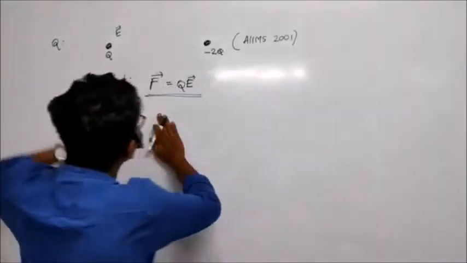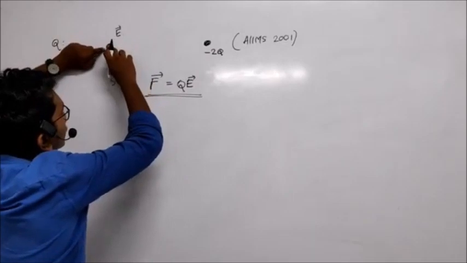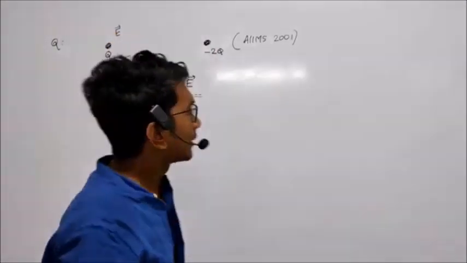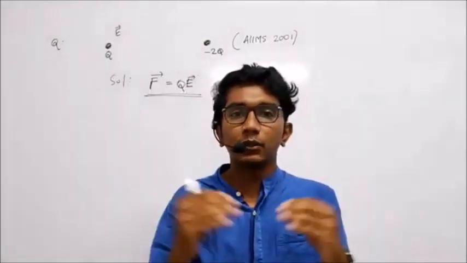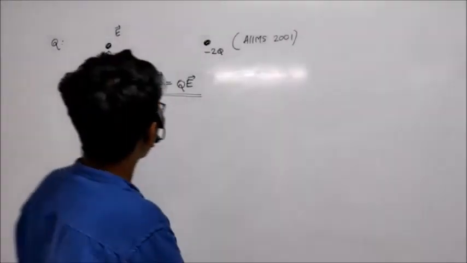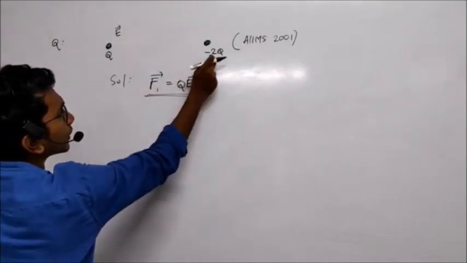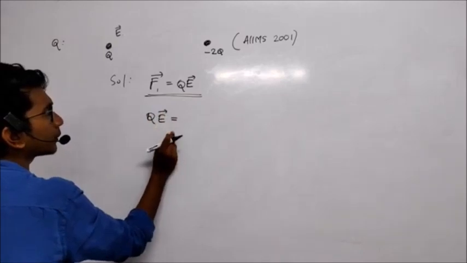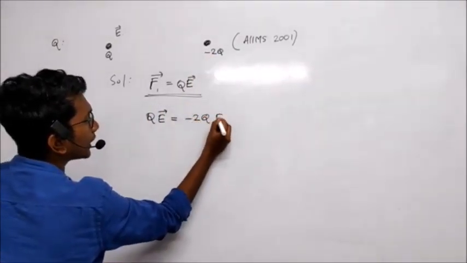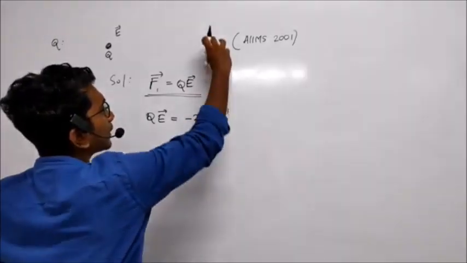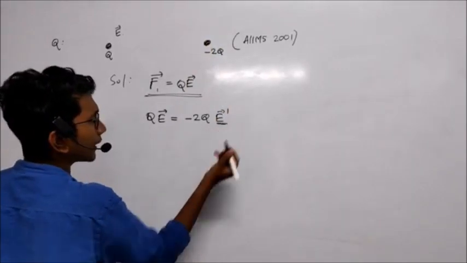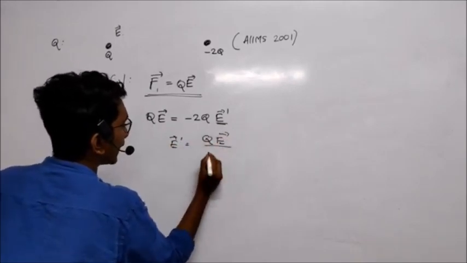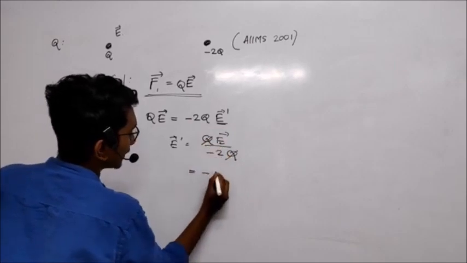Again, according to Coulomb's law, the force acting on this charge will be equal to the same force acting on this charge. Am I right? Yes, because they are equal and opposite forces, they obey Newton's third law. So this F1 will be equal to the force acting on this. So it will be Q into E, that will be equal to minus 2Q into E dash. What is E dash? The electric field acting on this. We have to find E dash. So E dash is equal to QE divided by minus 2Q. Q got cancelled, it will be minus E by 2.